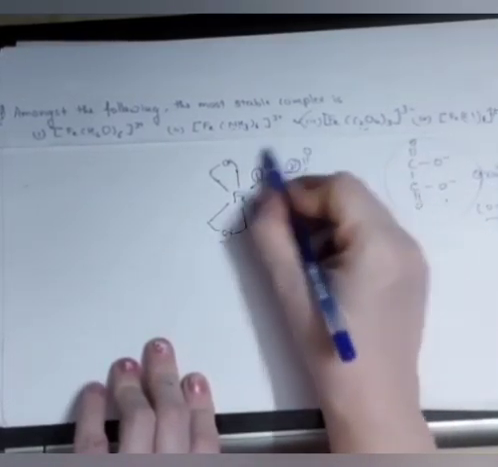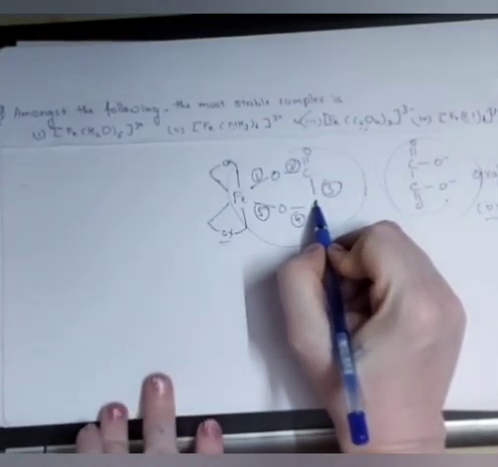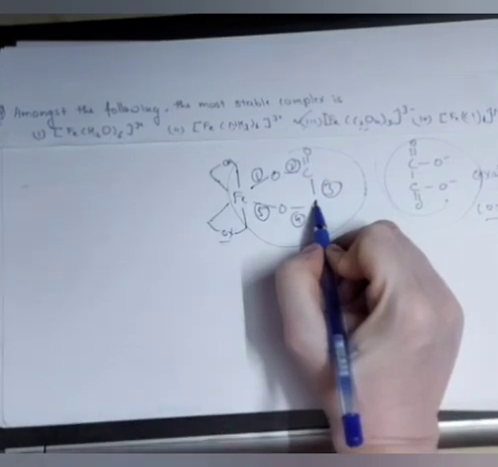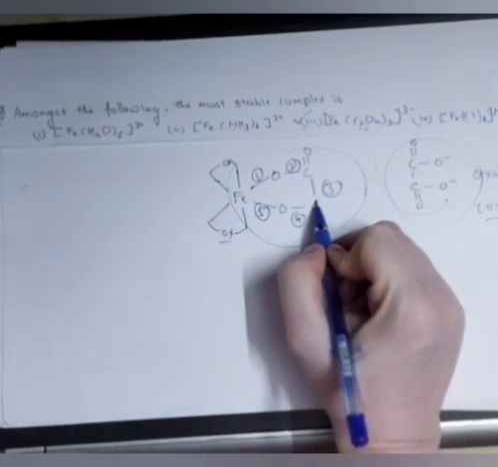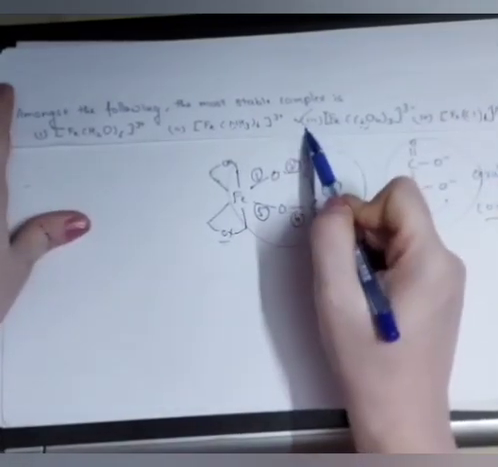Okay, so this is because a ring-like structure is always more stable than the monodentate ligand complexes. Okay, so the answer is the third one.